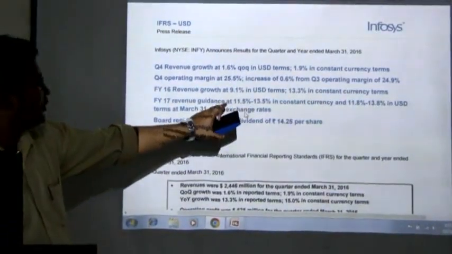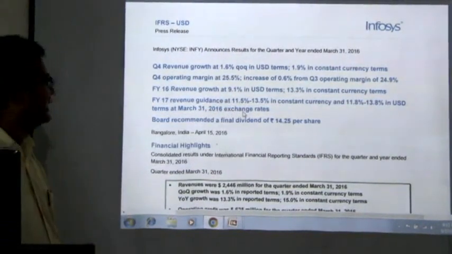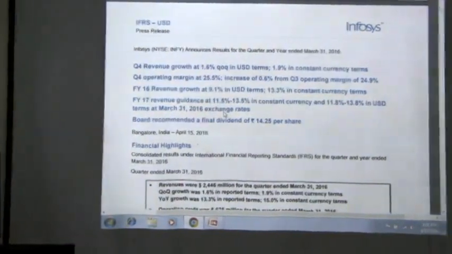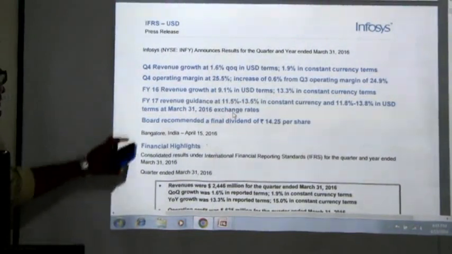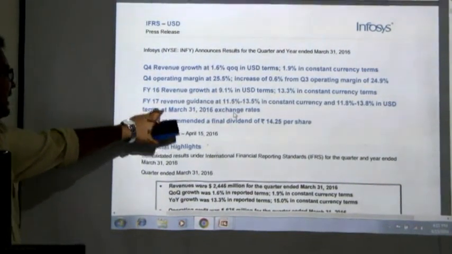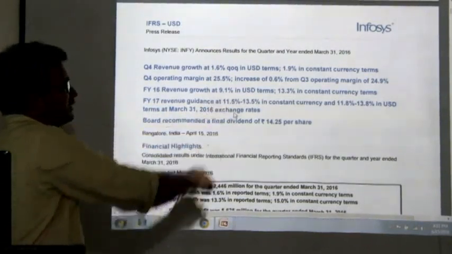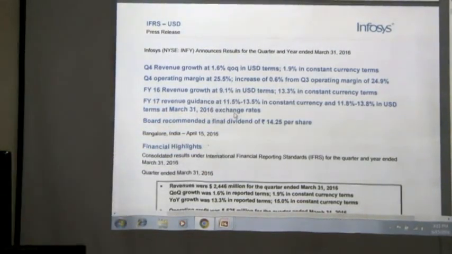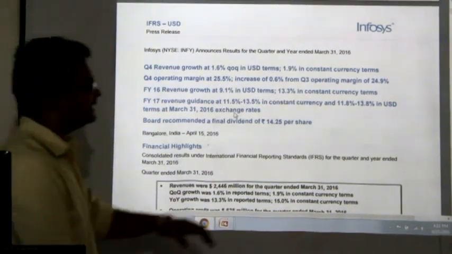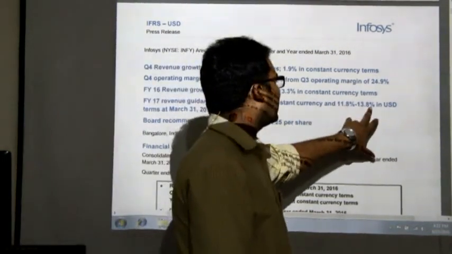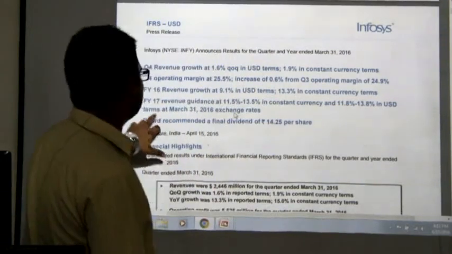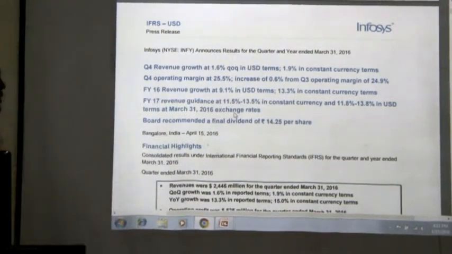Infosys has given a revenue guidance of 11.5 to 13.5% in constant currency and 11.8 to 13.8% in USD terms. So they have given a revenue guidance that they will be increasing at a rate of 11.5 to 13.5% in constant currency terms, and at a rate of 11.8 to 13.8% in USD terms.